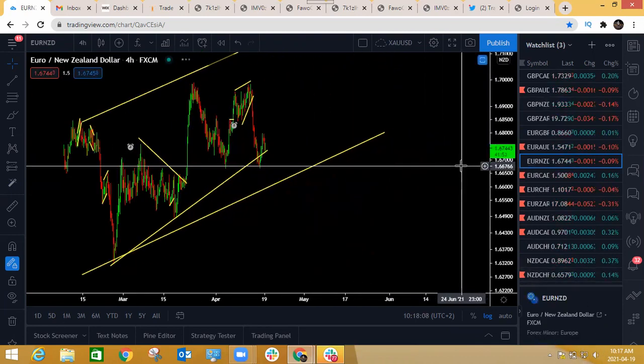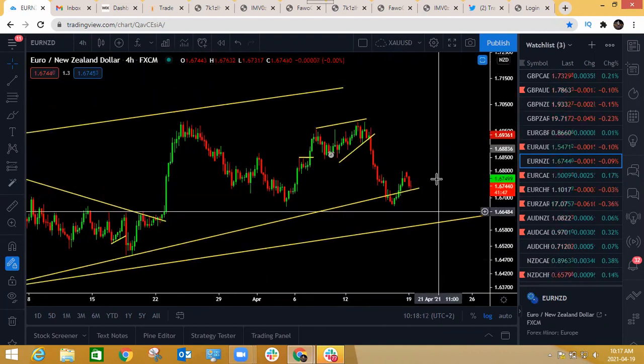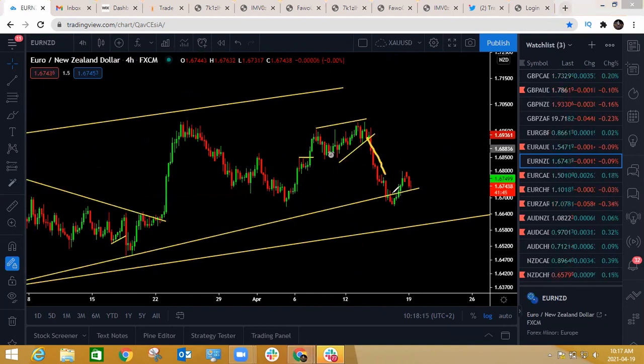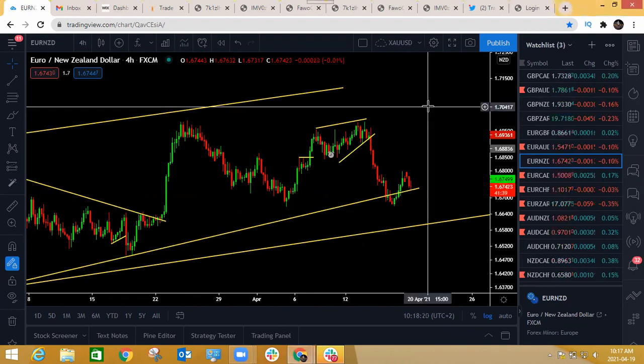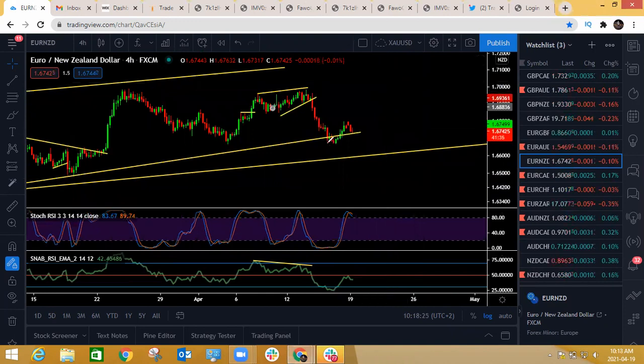Euro New Zealand is dropping from that forecasted area. We're currently here, in this corrective structure. Let's check if this is going to continue the drop. Still going to continue the drop. This is a continuation pattern, not a reversal. So we're looking at this as a corrective structure. Yes, we may get this one coming down correctively, but eventually this will be a continuation to the downside.